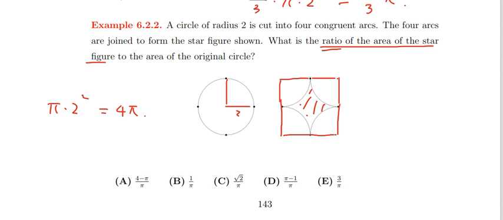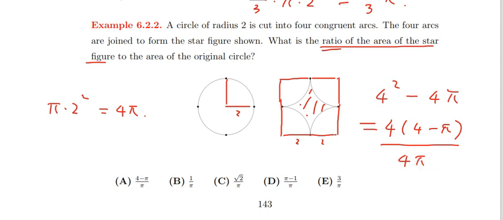So we know, let's see, this is 2. Oh, this is 4. So this square is 4 times 4, minus this 4 pi. So that equals 16 minus 4 pi, or just 4 minus pi, right? Okay, so the ratio is this over 4 pi. We can cancel this 4, so it equals 4 minus pi over pi.